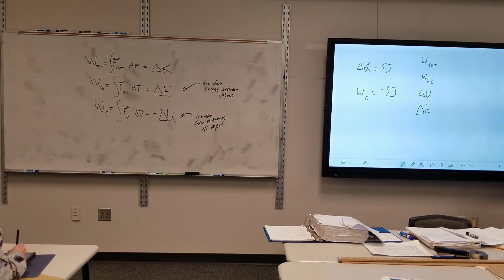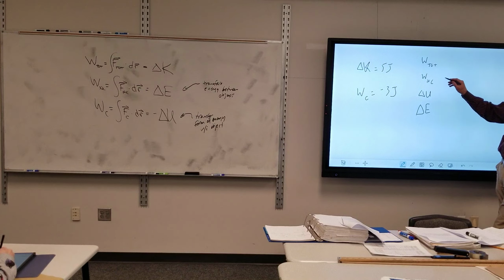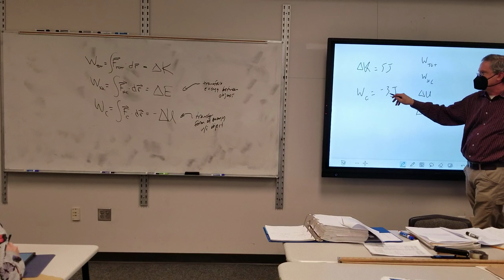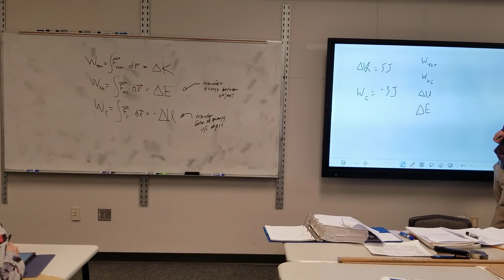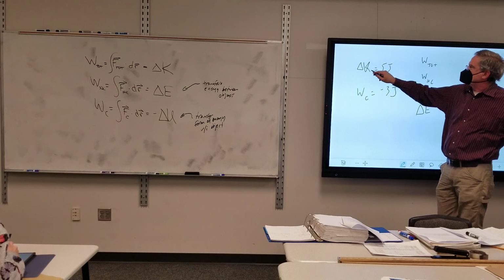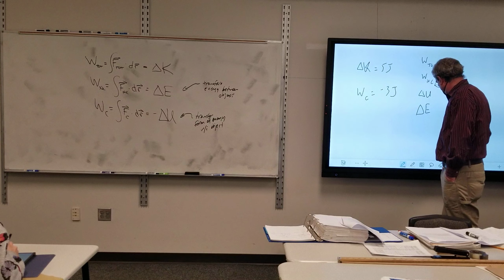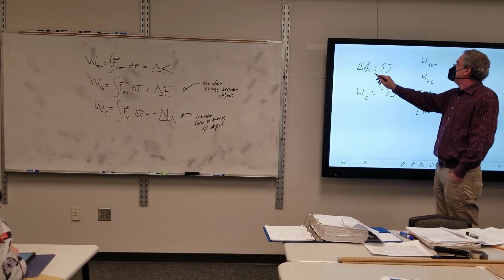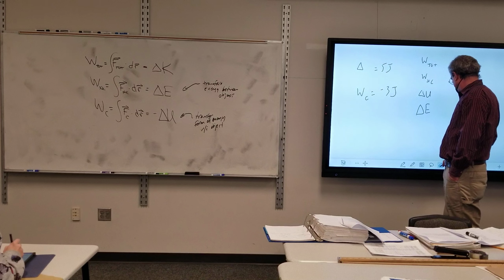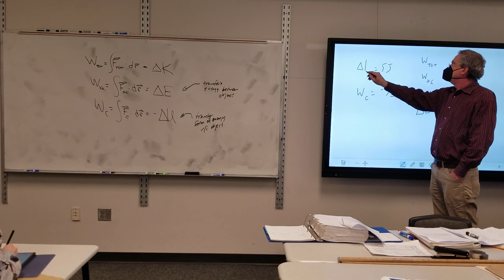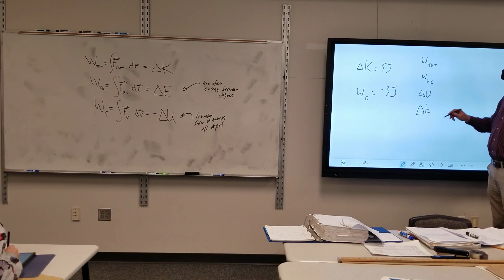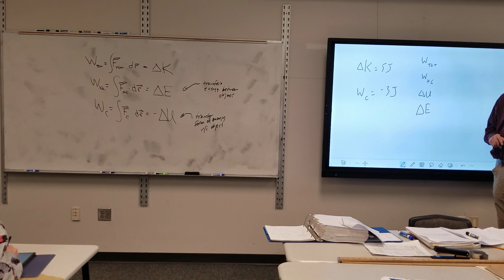Well, work conservative is negative 3 joules. Wait, which one was given to you? Work conservative. What's the top one? Is that changing U? That's delta K. Oh, so that means that delta U would be 3. Total work would be 5. Yeah, total work would be 5.